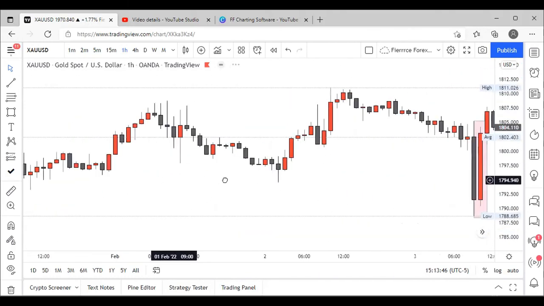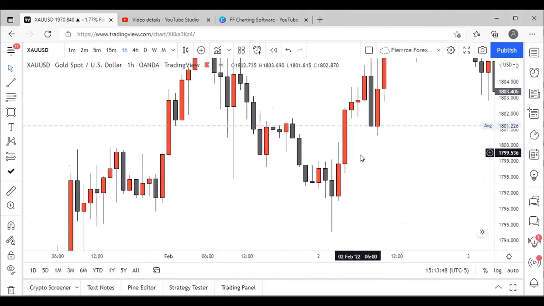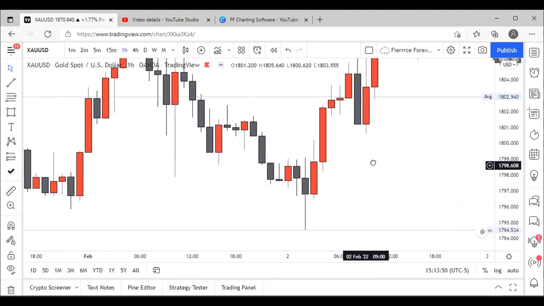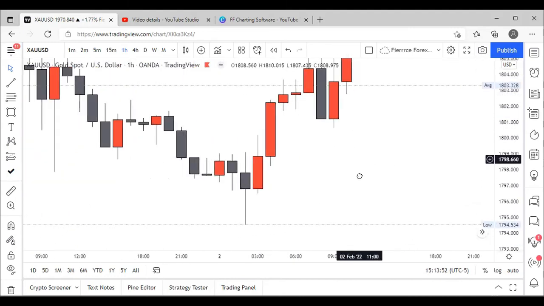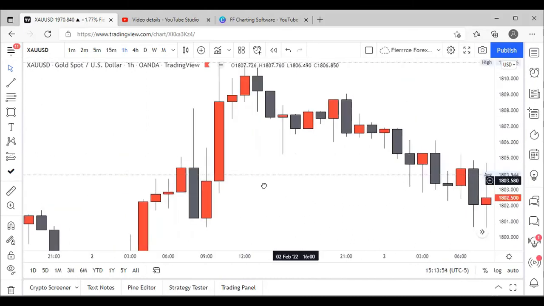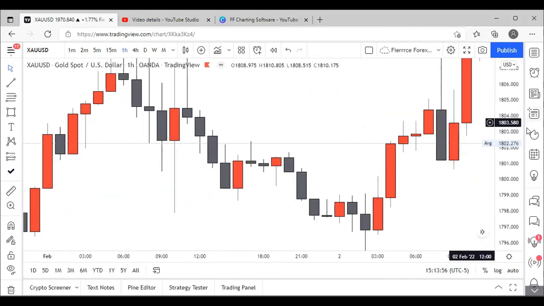There's one more setup that we haven't looked at, the 38.2%. Bullish candle. Let me see.